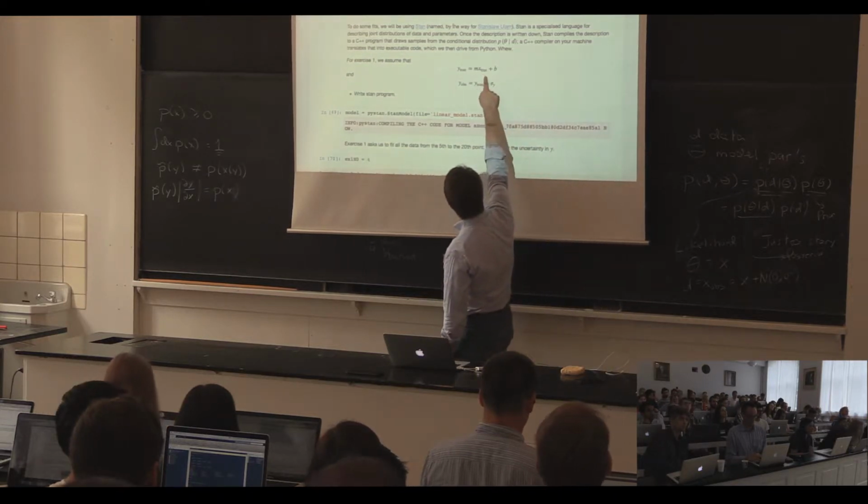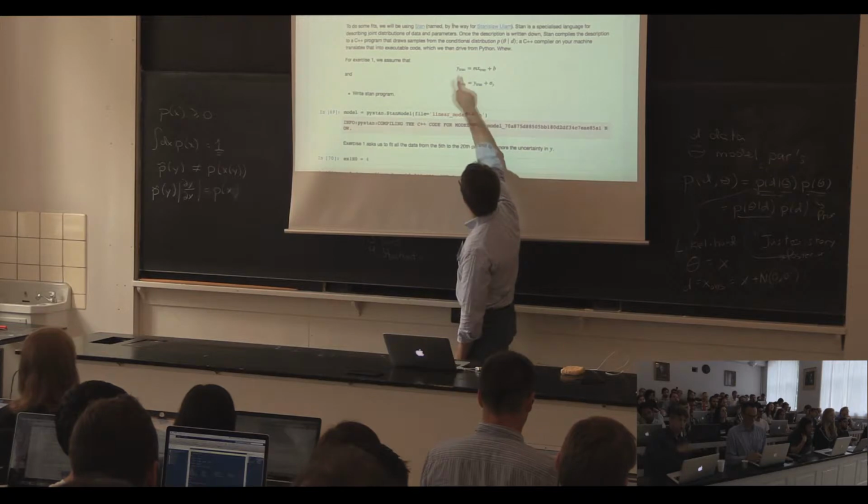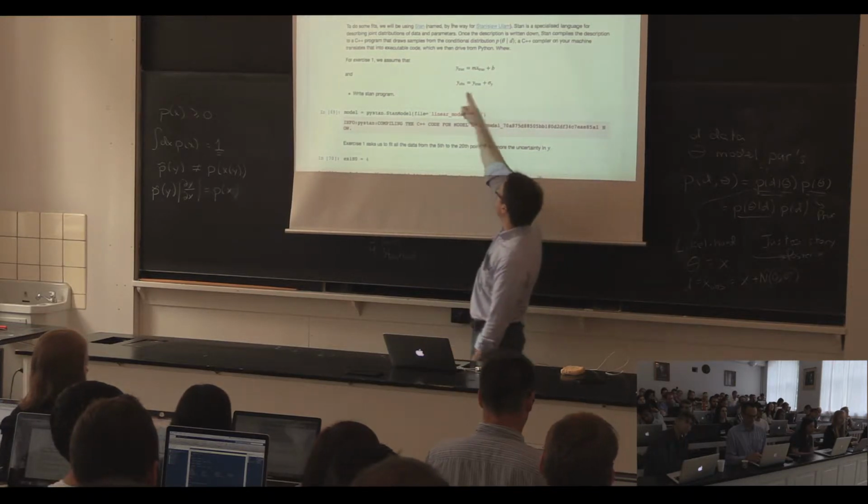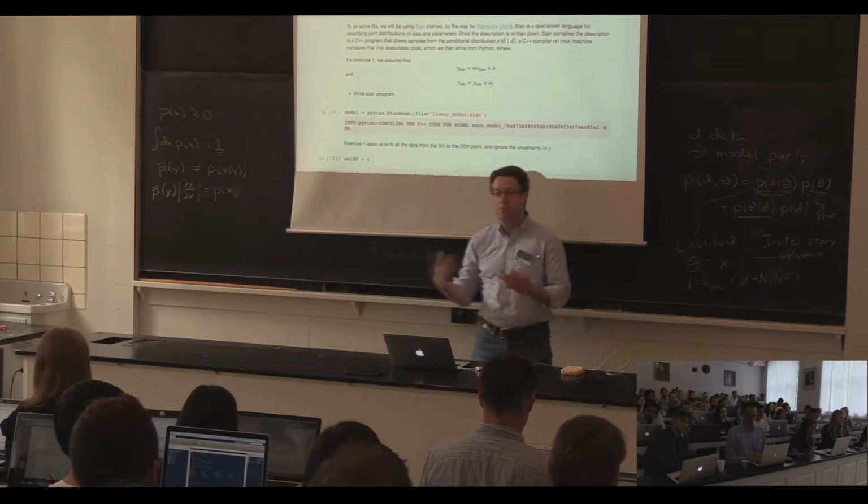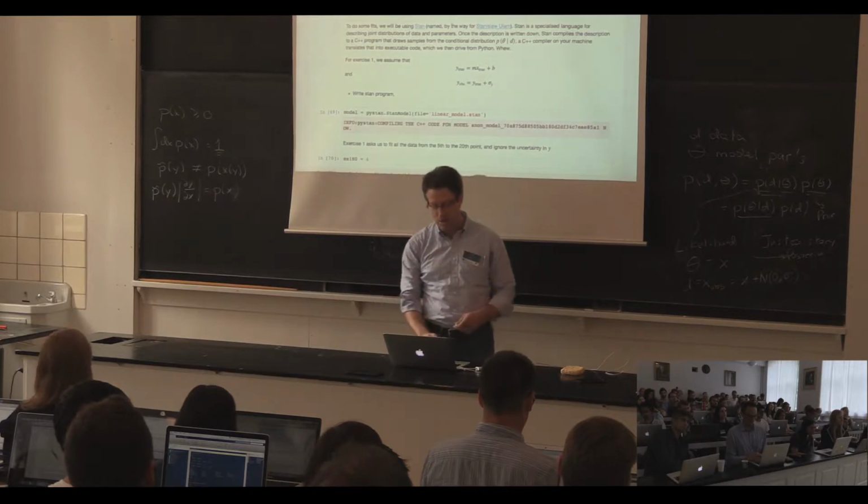And the model that they have in mind is what I just said. There's an x true that you measure. There's a y true, which is m times x true plus b. Then you observe y as y true plus n sigma y. Okay?